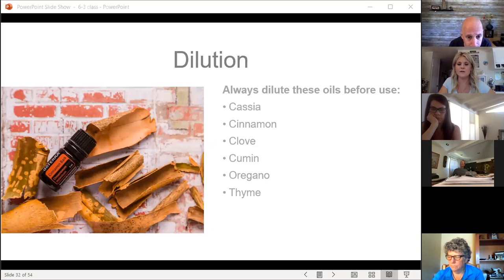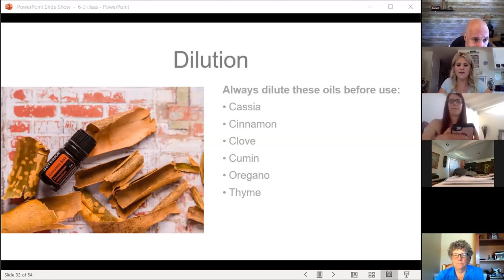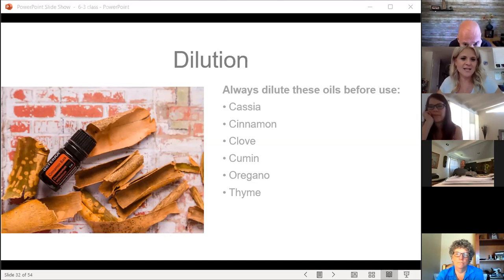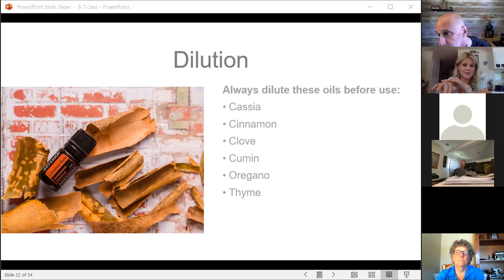When you are using essential oils topically, these are the oils that I want you to be aware of, because they're hot oils: cassia, cinnamon, clove, cumin, oregano, and thyme. Those will burn you if you put them on neat, meaning straight on, because they are hot oils. Have you ever had a piece of cinnamon gum and it's like, whoo, your tongue is on fire? That's kind of what it will feel like on your skin, except your skin will then be red and sometimes get burned. So be very cautious. But these are also really, really good oils.